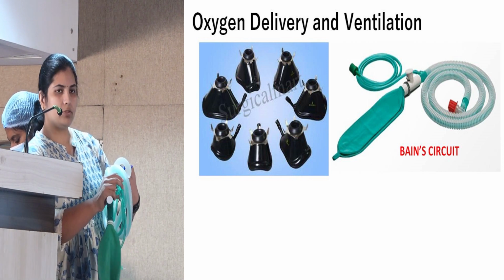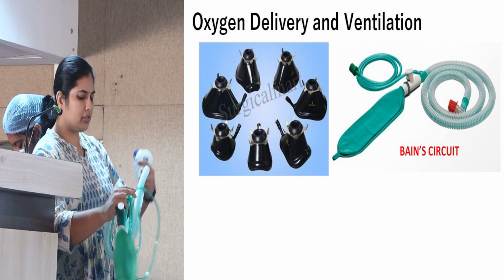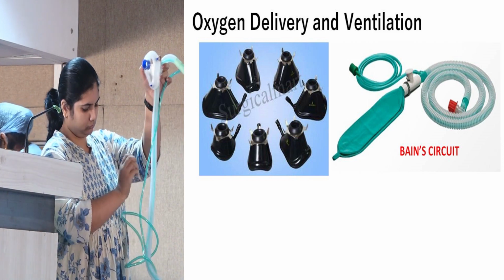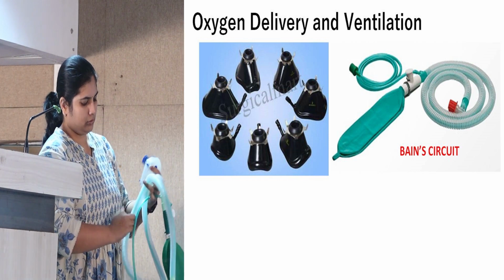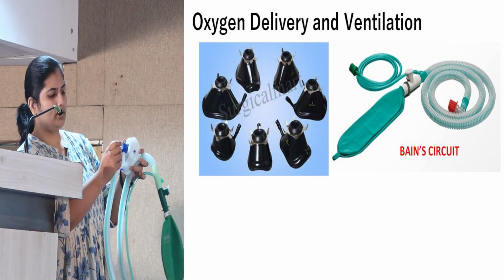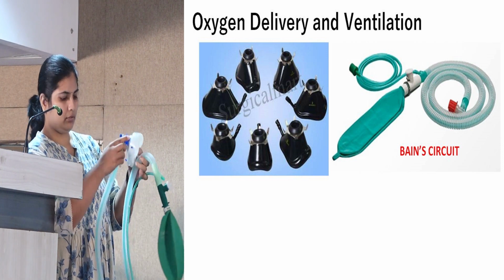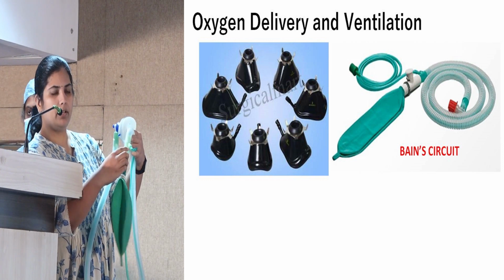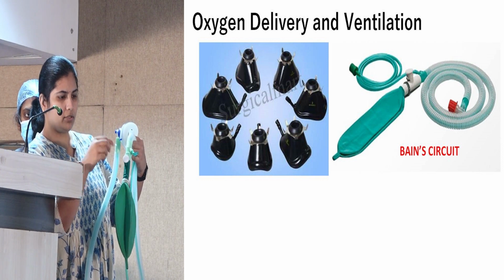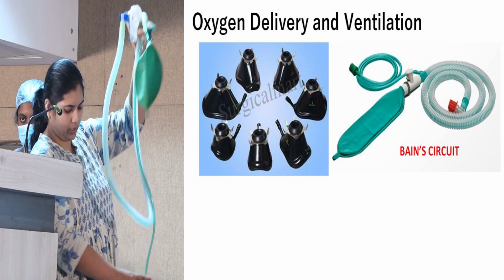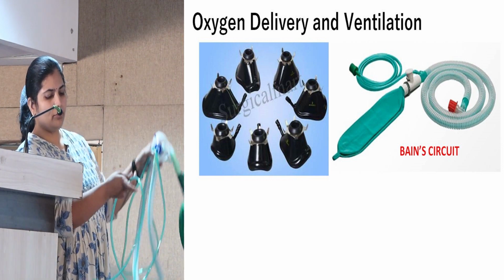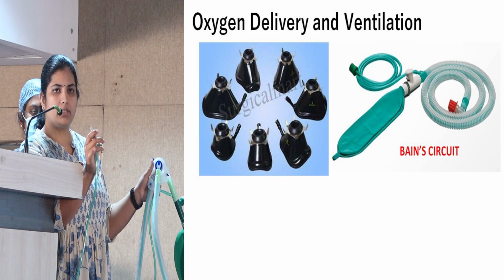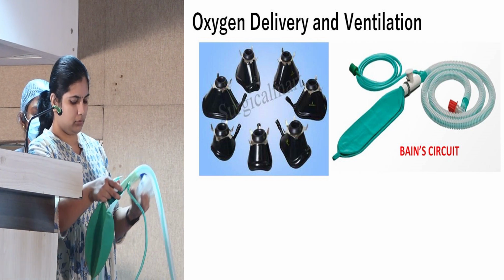Another method is using the Bain circuit. This is where we have to connect to the mask. This is the bag which has a valve. Depending on the leakage from the patient, we can close or open this valve. And we have to connect this to some oxygen delivery device such as a flow meter. And this is how we should ventilate.